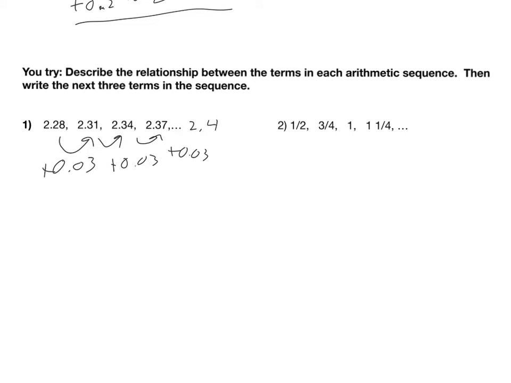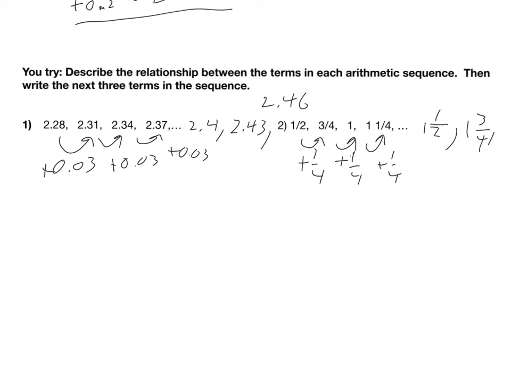2 4/10 or 2 40/100ths. 2 43/100ths. And, whoa, better go up here. 2 46/100ths. So on the next one, we're adding 1/4 each time. So, next one would be 1/2, 1 3/4, and 2. Pretty simple.